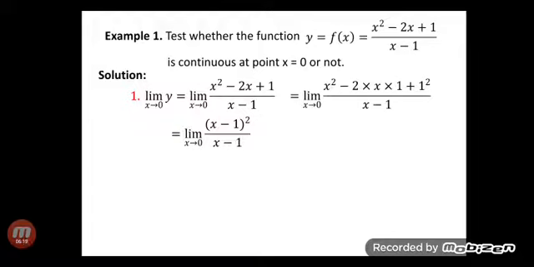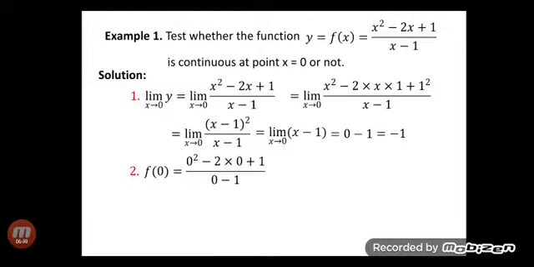By cancelling one factor of x minus 1, we get the limit of x minus 1 when x tends to 0. Here we put the value of x as 0, so 0 minus 1 is equal to minus 1.